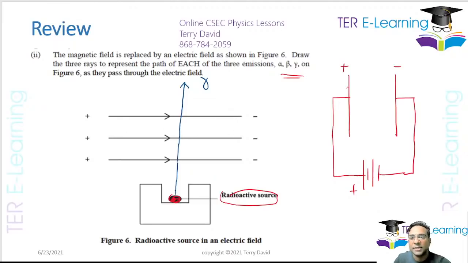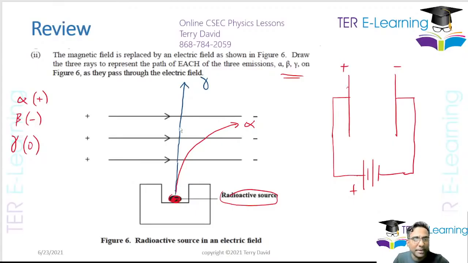Now, when it comes to the other two particles, let's do alpha particles. Alpha particles are positively charged. So this is what we need to know: alpha has a positive charge, beta has a negative charge, and gamma has no charge. If you have an alpha particle passing through an electric field, because it's positively charged, it's going to deflect towards the negative side of my electric field. So this here is what's going to happen to alpha particles.